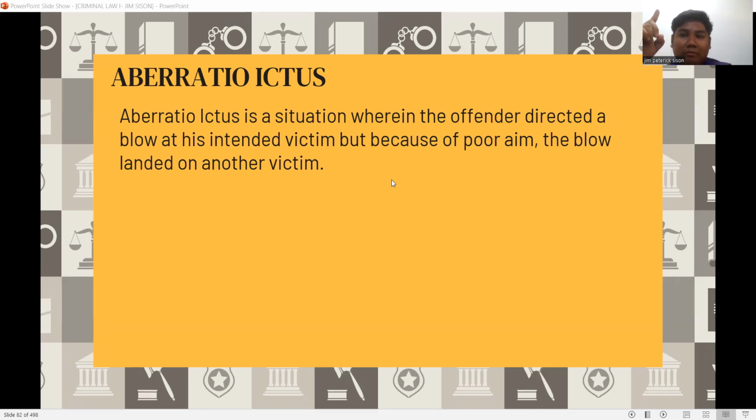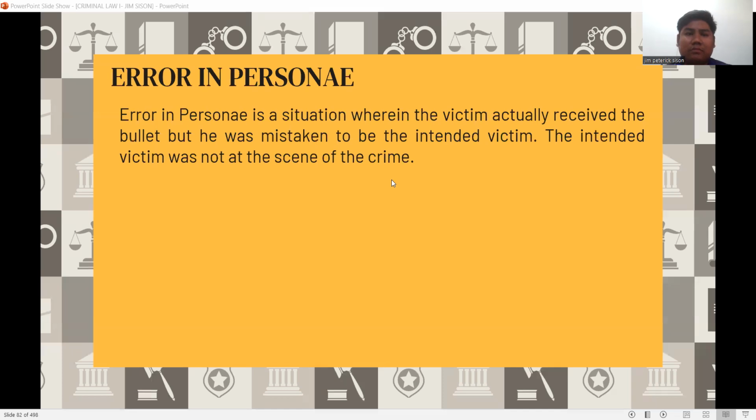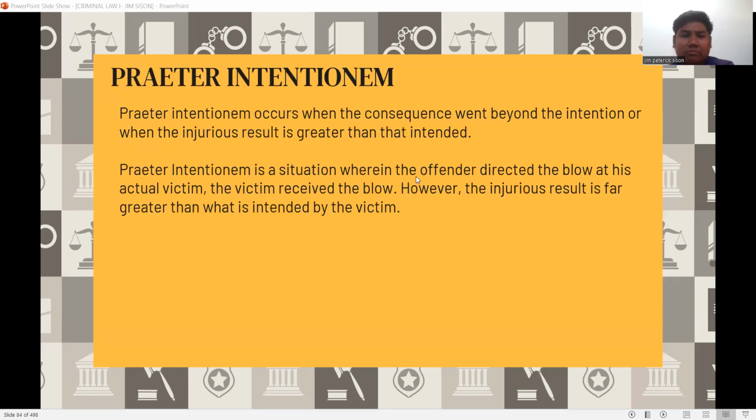But because of poor aim, the one actually hit was another victim. But in error in persone, it is a situation wherein the victim actually received the bullet, but he was mistaken to be the intended victim. Always remember that in error in persone, the intended victim was not at the scene of the crime. He was just mistaken. Mistake in identity. In aberratio ictus, the intended victim is at the scene of the crime. But because of poor aim, someone else was hit. Okay? Then praeter intentionem.